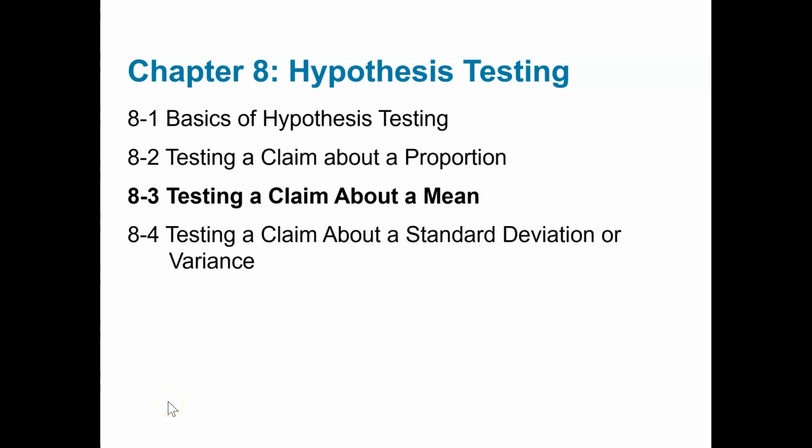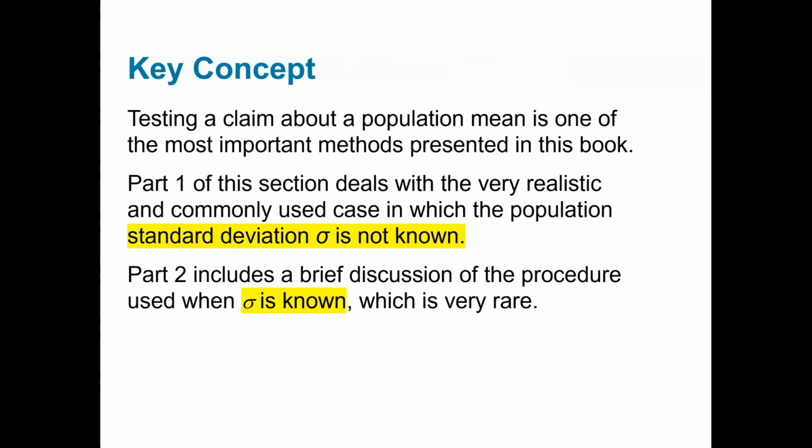We're going to finish chapter 8 with 8.3. We're not going to be covering 8.4. And we're going to be testing a claim about a mean. So essentially, it's going to be the same hypothesis testing procedure that we've seen before, but there's two situations that could happen. The standard deviation sigma is not known, which is very common. We're mostly going to deal with that, and then when sigma is known.